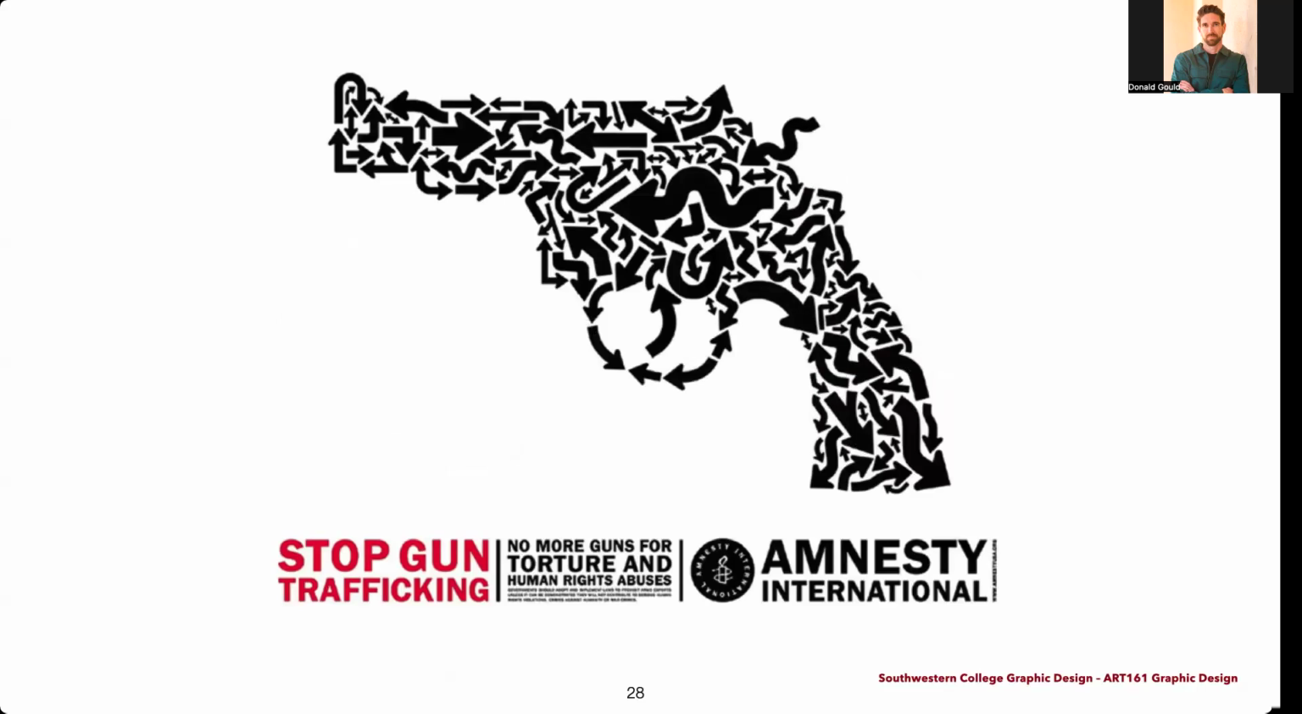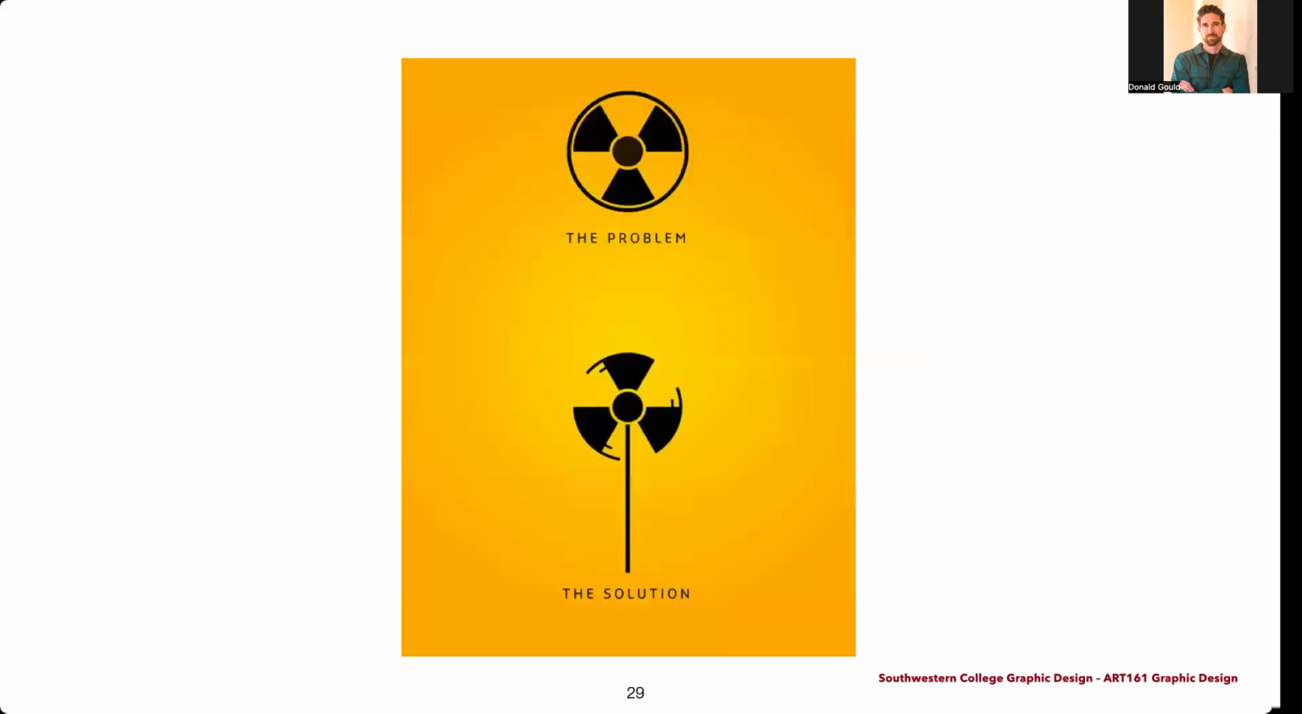So if we go back to the original concept here that we talked about in the beginning of the lecture, this piece by Woody Pertol, we see this conceptual image of gun trafficking. And we can see, again, some of the benefits and how we are using this idea of substitution and ambiguity here to further the message that they are trying to do.